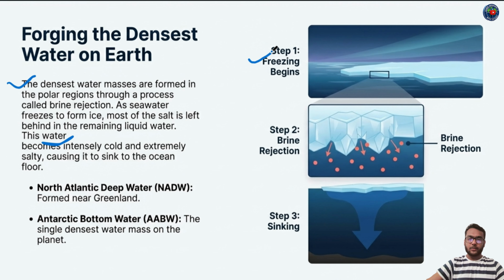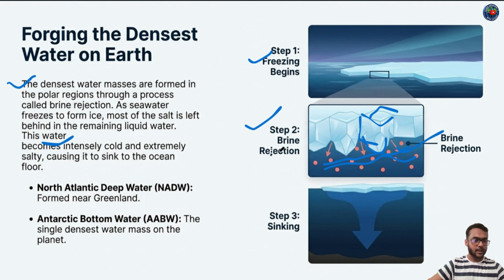Okay, step 1, freezing begins. Step 2, brine ejection. Brine ejection means that freezing water, that is ice, rejects its salt contents towards the nearby surrounding water, and that's why it's called brine ejection, and the water gets sinking.